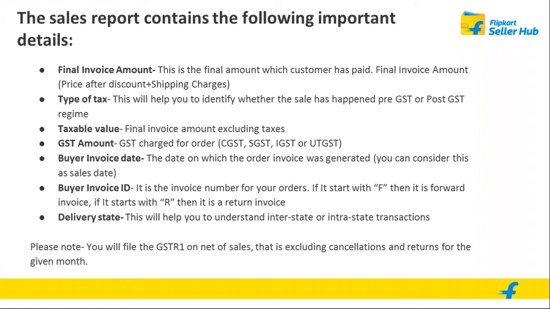Buyer invoice ID, so it is the invoice number of your orders. If it starts with an F, that means it's a forward invoice. If it starts with an R, that means it's a return invoice. And we have the delivery state, to which state was this particular product sent. Was it an interstate or intrastate transaction?